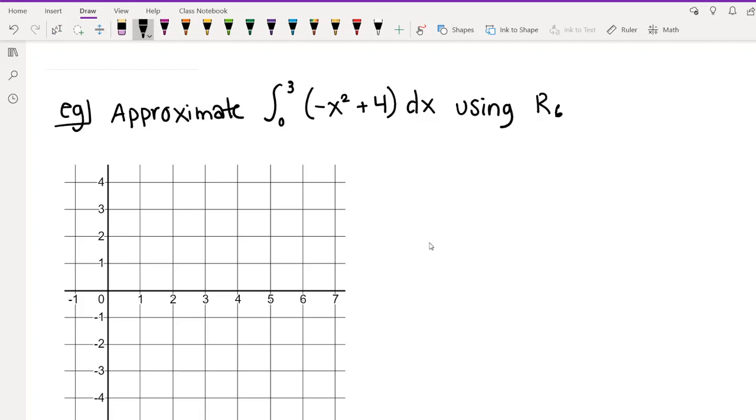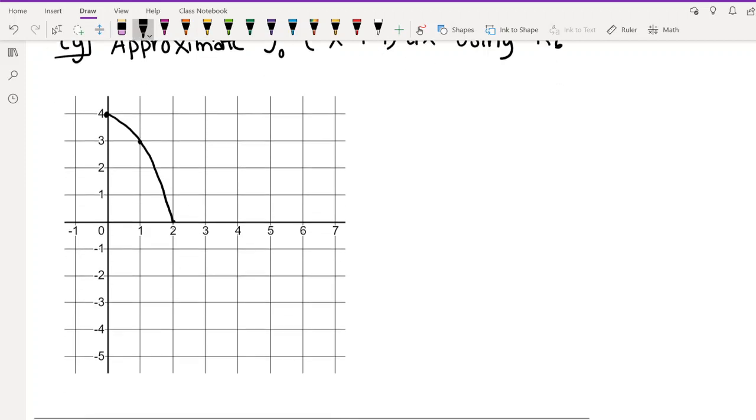So what does negative x squared plus 4 look like? It's an upside down parabola that's been shifted up by 4, right? So its vertex is at (0, 4). And if you know what the shape of a parabola looks like, it's going to go like this, and then it's going to keep going down. So if you plug in 3 to negative x squared plus 4, you get negative 5. So that means that at 3, it's going to be all the way down at negative 5. And that's really as far as we need to know.